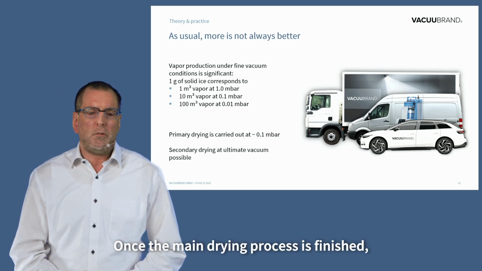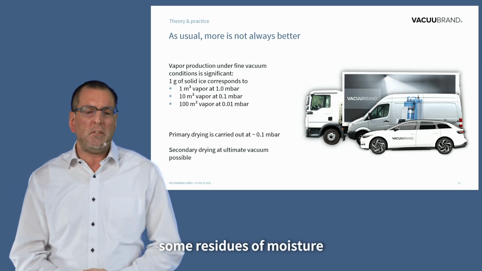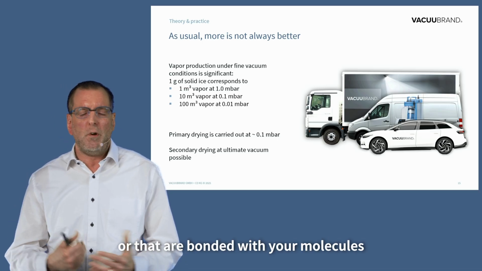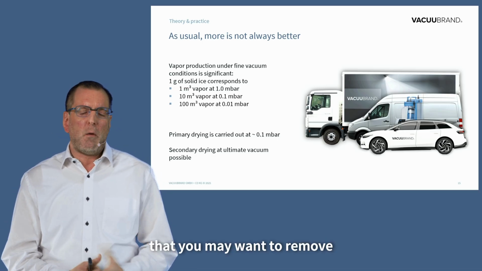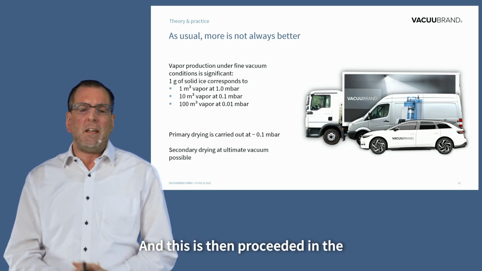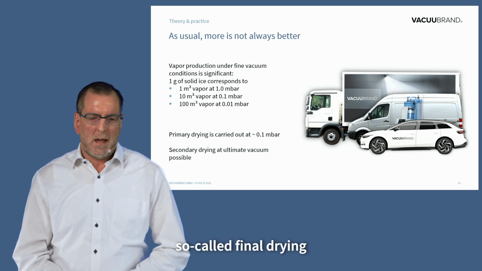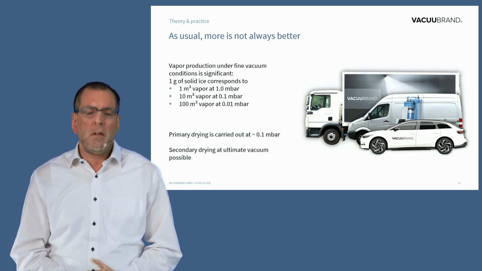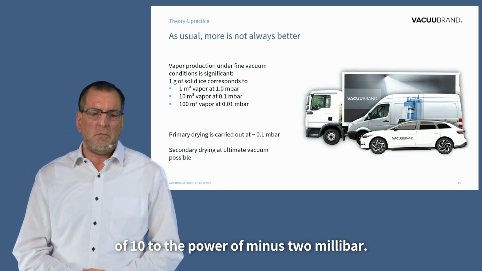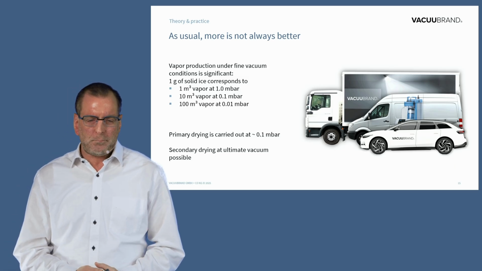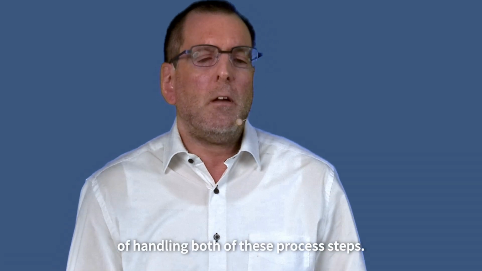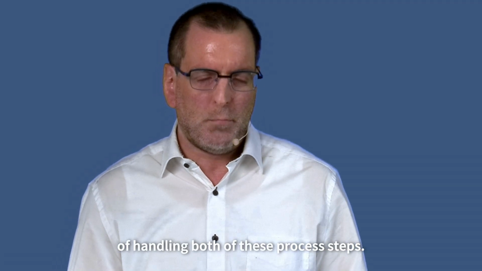Once the main drying process is finished, there may still be some residues of moisture that are encapsulated in particles or bonded with your molecules, which you may want to remove to achieve your final dryness. This is then done in the so-called final drying or residual drying step, which requires a stronger vacuum and is usually done somewhere in the range of 10 to the power of minus 2 millibar. Regarding vacuum technology, of course, you need an instrument that is capable of handling both of these process steps.